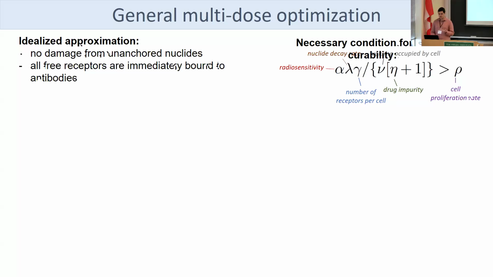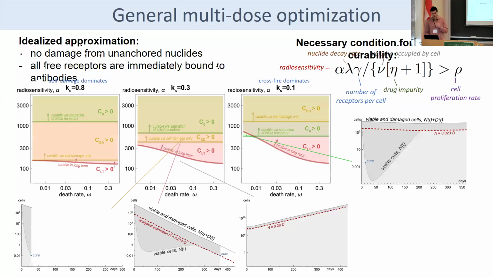And the account for this effect allows driving more strict conditions, which are quite cumbersome. So I'll just illustrate them on these parametric plots, where the axes correspond to the death rate of cancer cells and their radiosensitivity, while the 3 plots are obtained by variation of the significance of self-damage and crossfire. The green zones correspond to the cancers that can be cured via initial saturation of cancer receptors, which is close to the cure by a single dose.